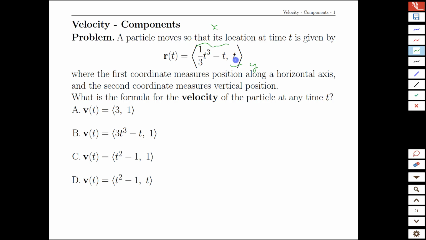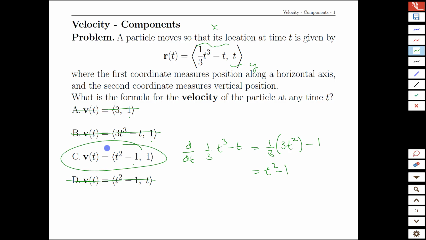All right, if we apply our derivative rules, the easy derivative is the second component, the y, which is going to be 1. And so it's definitely not d. And then if we take a careful look at the other terms, they all have a -1, or they should have a -1, which means this one's most likely the case, and not these ones. And we can also double check that when we differentiate just the x component, 1/3 t cubed minus t, we're going to get 1/3 times 3t squared minus 1, and that does indeed simplify down to t squared minus 1. So we're looking at c as our velocity function given this position function or trajectory.